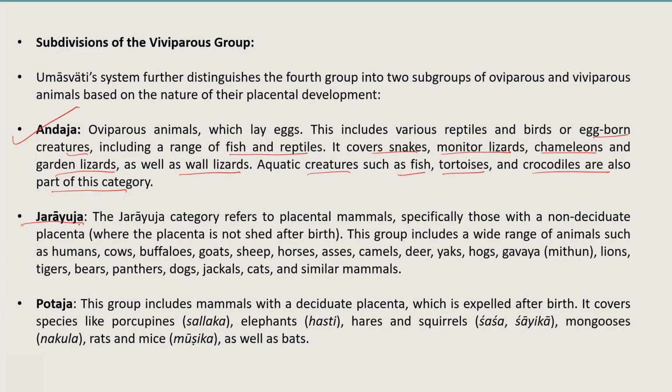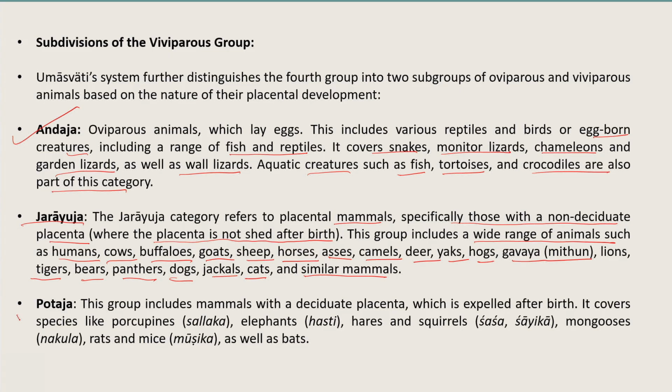Second one is Jarayuj. The Jarayuj category refers to placental mammals, especially those with a non-deciduate placenta, where the placenta is not shed after birth. This group includes a wide range of animals such as human, cows, buffaloes, goat, sheep, horses, asses, camel, deer, yak, hog, gavya, mithun, lions, tiger, bears, panthers, dog, jackal, cat and similar mammals.